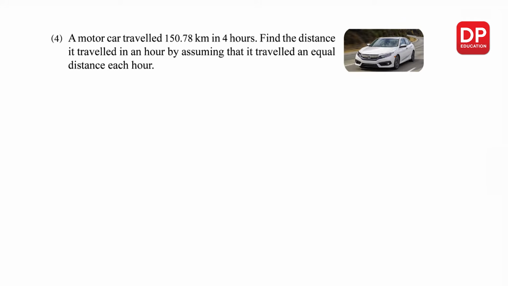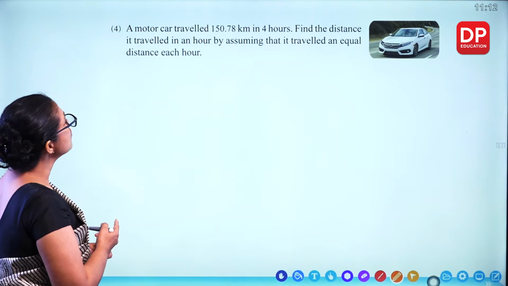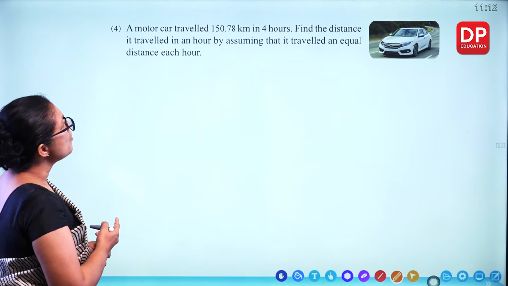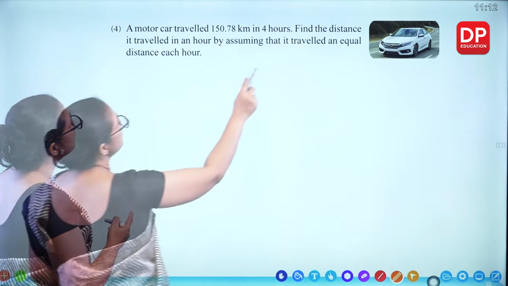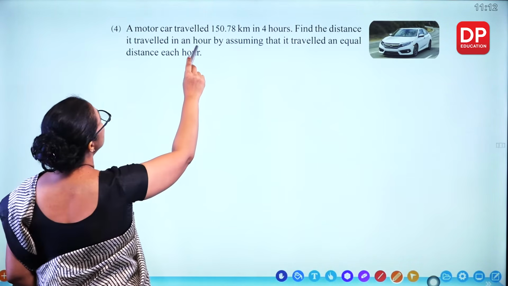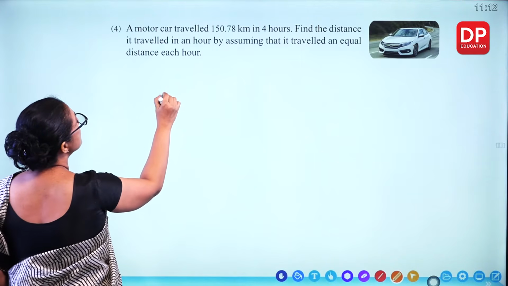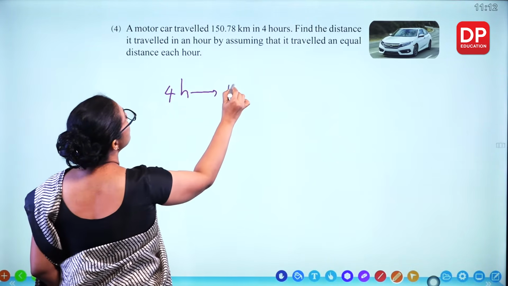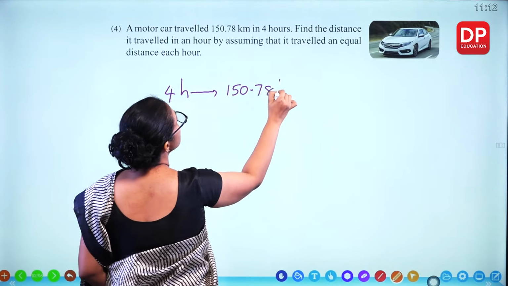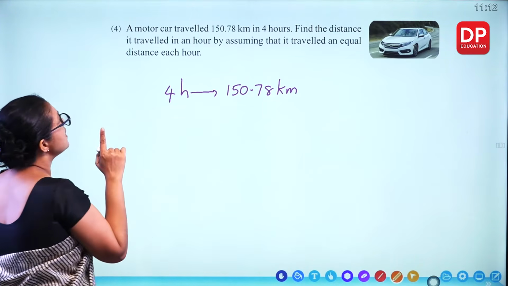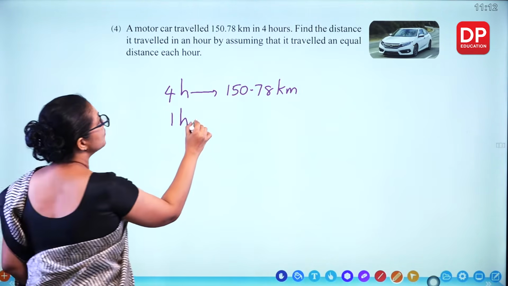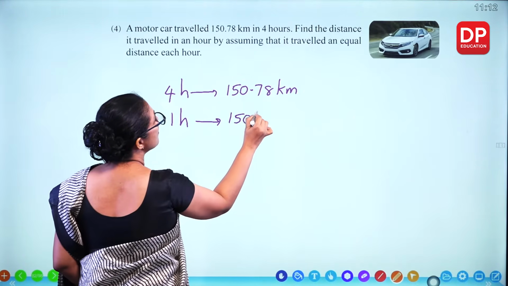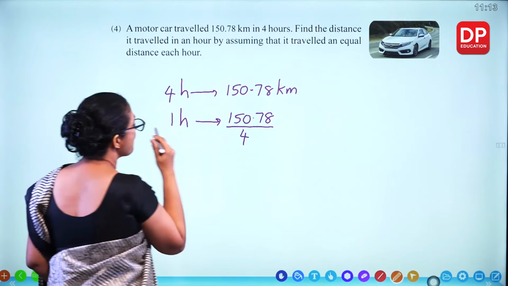Question number 4. A motor car travelled 150.78 kilometers in 4 hours. Find the distance it travelled in an hour by assuming that it travelled an equal distance each hour. So how many hours here? 4 hours. It's 150.78 kilometers. Find the distance travelled in an hour. So that means for 1 hour, divide by 4. So long division.